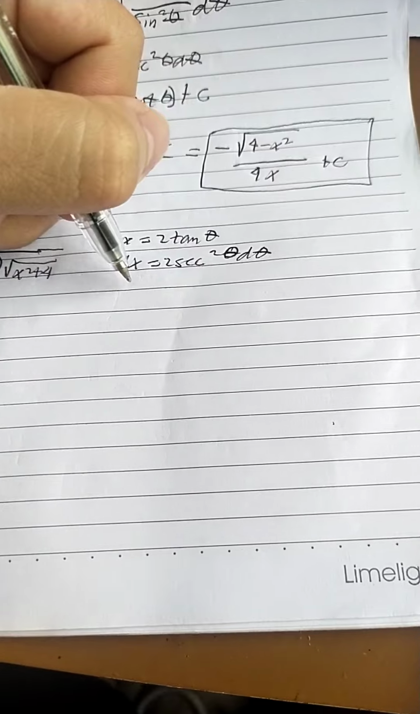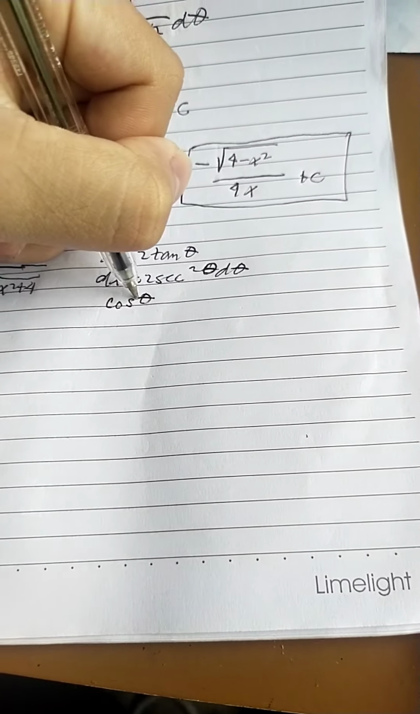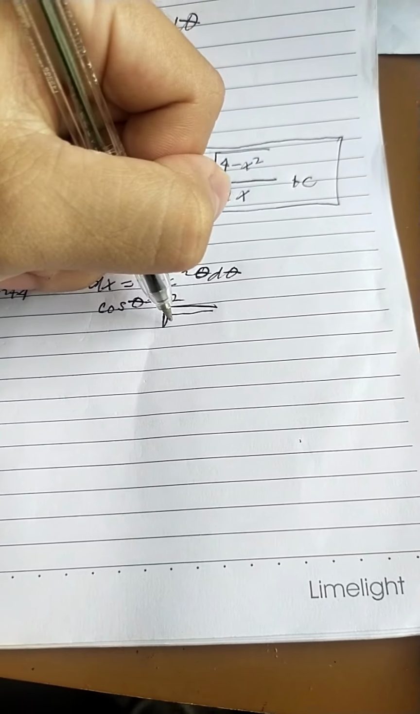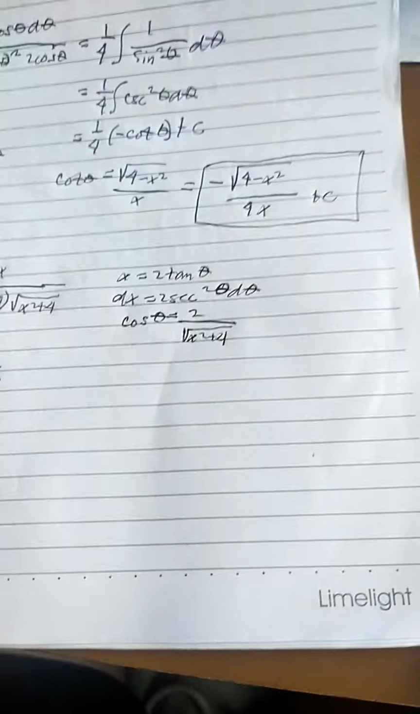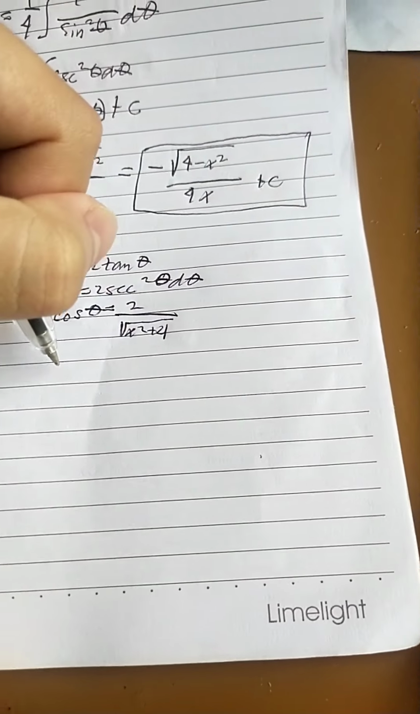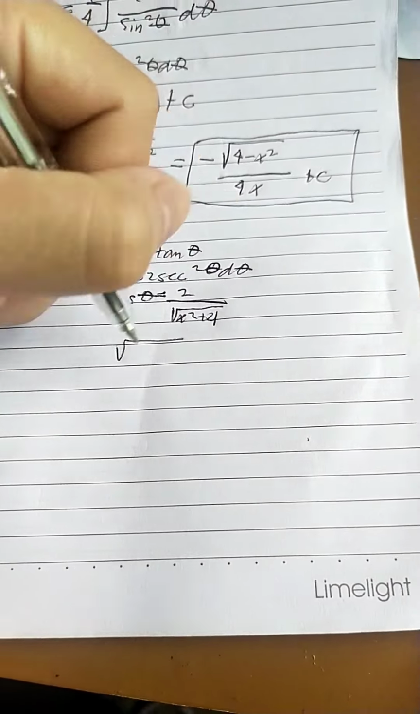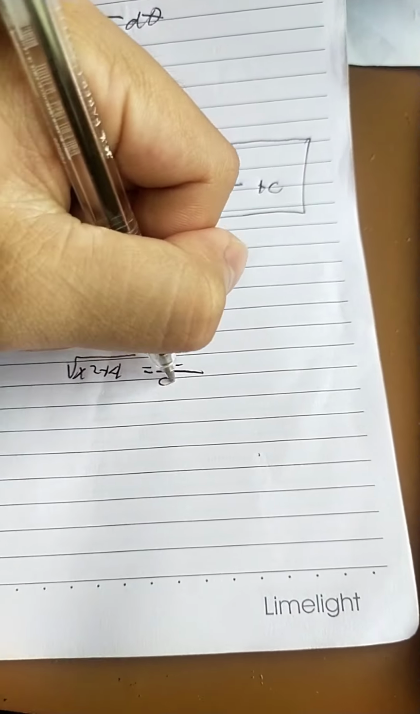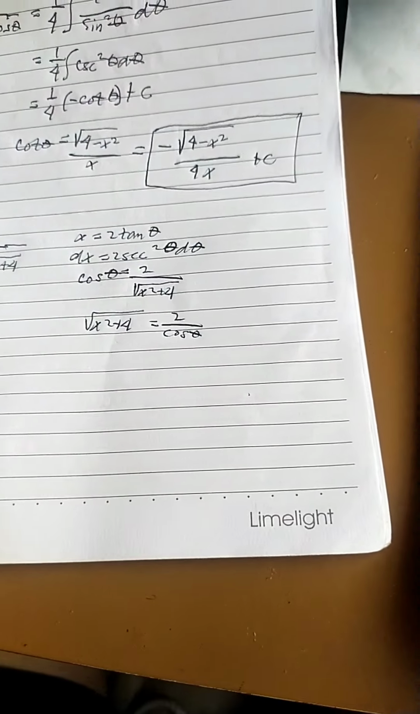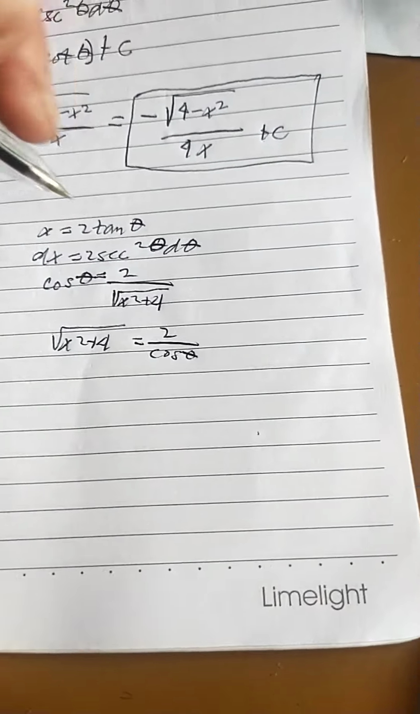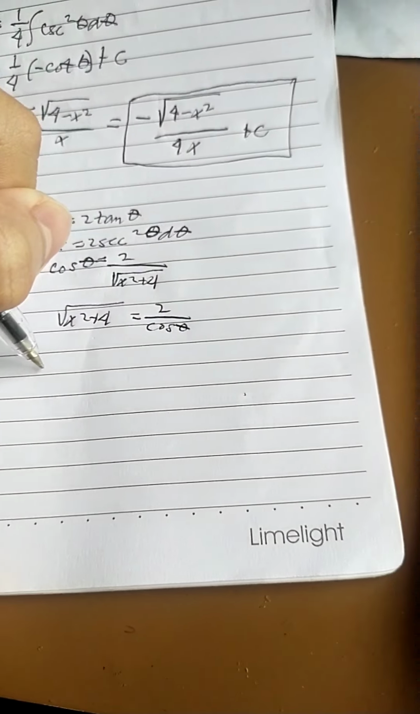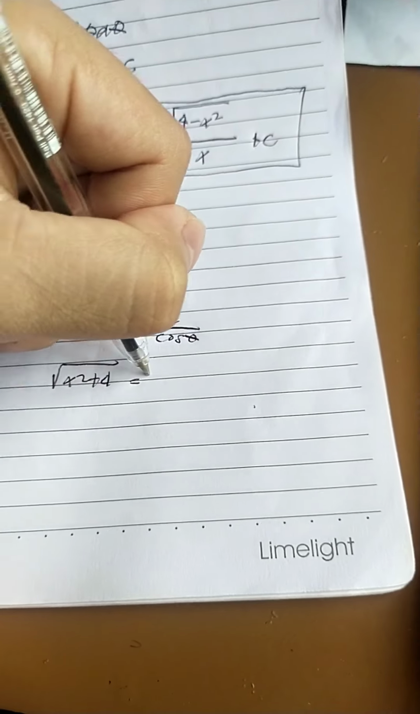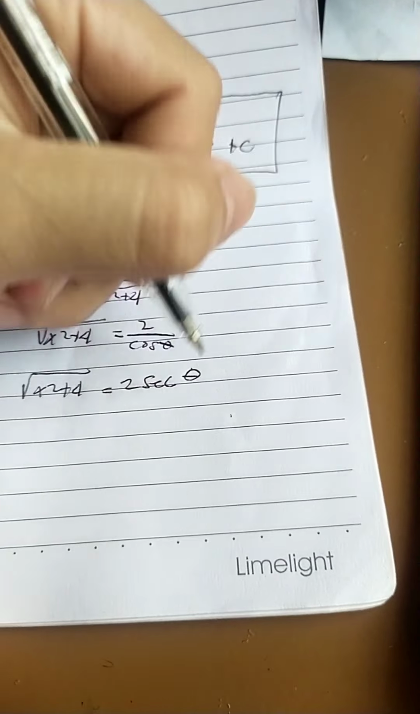So cosine theta is equal to 2 all over the square root of x squared plus 4. Then the square root of x squared plus 4 is equal to 2 all over cosine theta. So our square root of x squared plus 4 is equal to 2 secant theta.